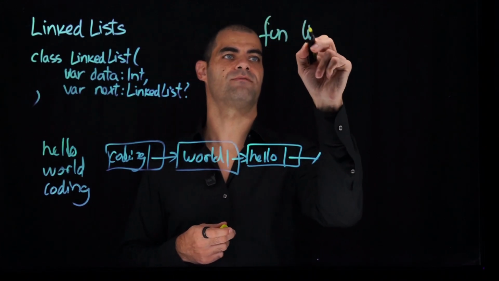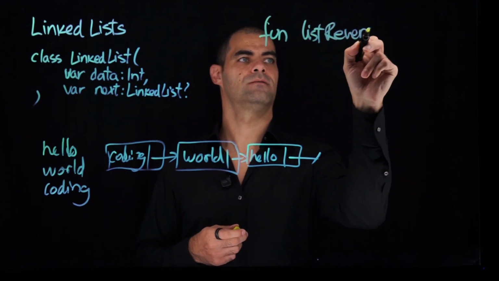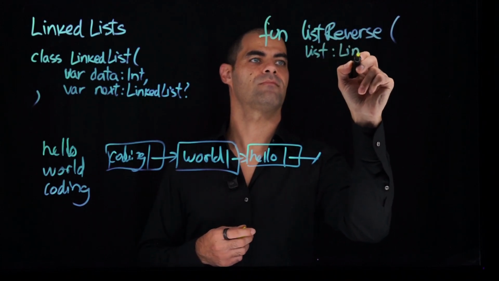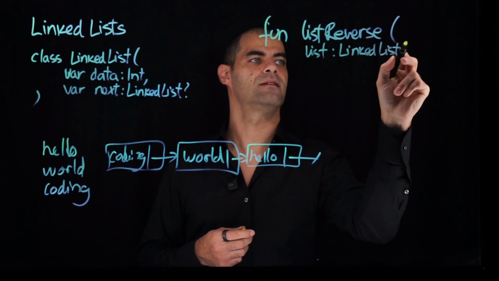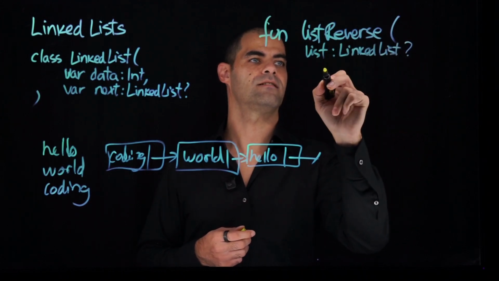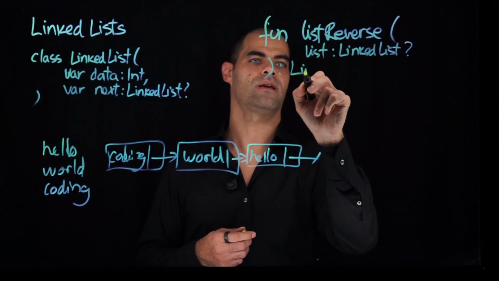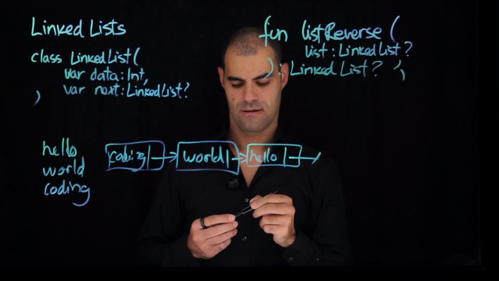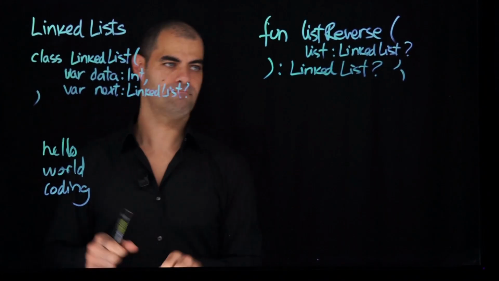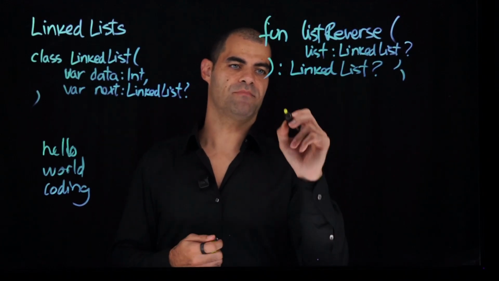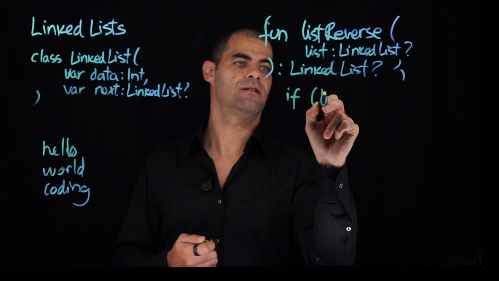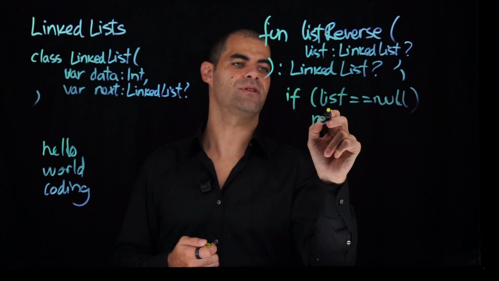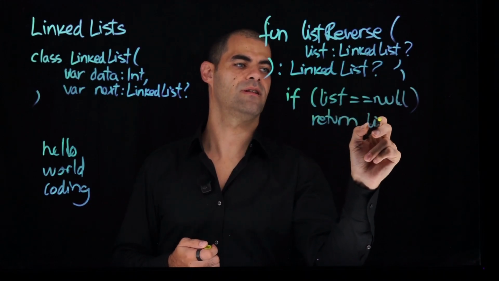Let's write here list reverse. And of course, we need to pass our linked list, and we want to return a linked list. As usual, we treat the empty case first. So if list is null, we don't have to do anything. We can either return null or return the list itself.